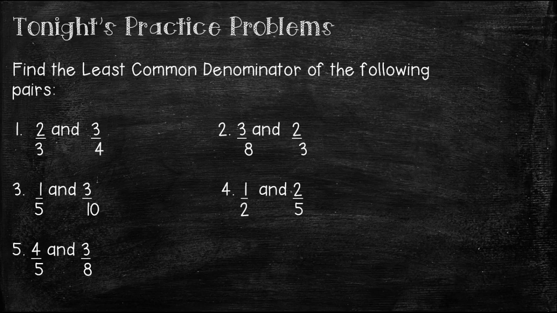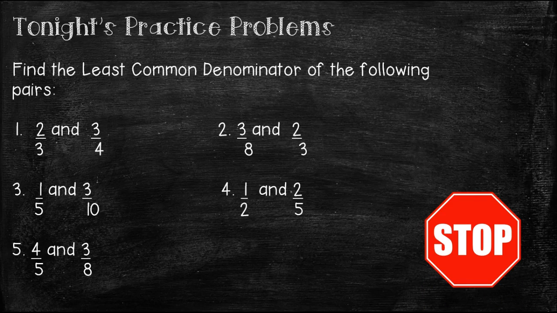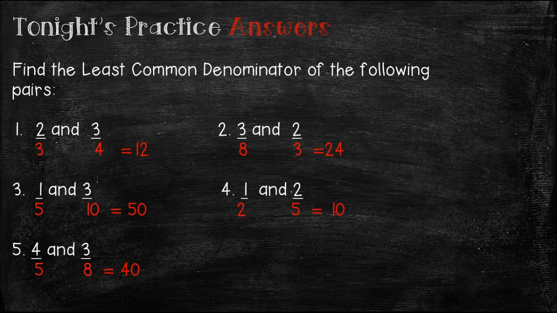So here are your practice problems. Go ahead and press stop, write them down, and find the least common denominator for each of the pairs. Okay, coming back with the answers in 5, 4, 3, 2, 1. All right, here are your answers. I hope you got the same answers I did. Remember, there can be lots of different common denominators, but you're looking for the least, the smallest common denominator. So that's why these numbers are the correct numbers.